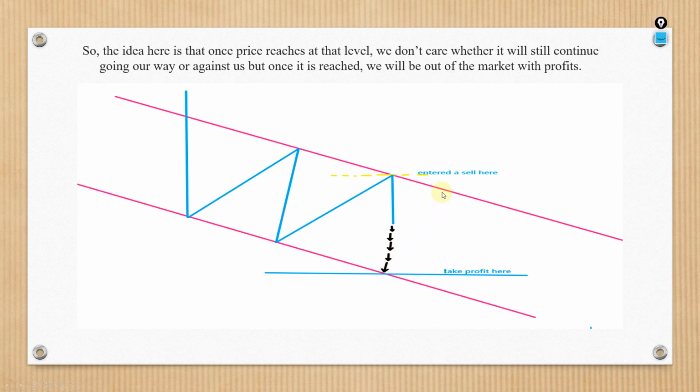So you put what we call a take profit. What it means is that once your take profit is hit, regardless of whether the market continues going in your direction or it reverses, you instantly, or rather automatically, exit the market with a profit. So we use the take profit order to exit the market with a profit.